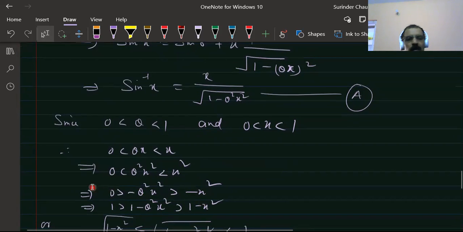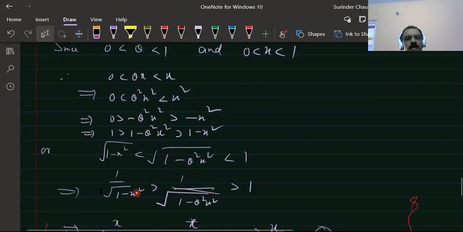Now multiplying by minus, the inequality reverses. We get 0 is greater than minus theta square x square, which is greater than minus x square. Now adding 1, the inequality remains the same: 1 is greater than 1 minus theta square x square, which is greater than 1 minus x square. Taking the positive square root, root of 1 minus x square is less than root of 1 minus theta square x square, which is less than 1.